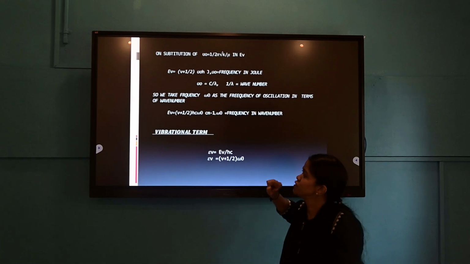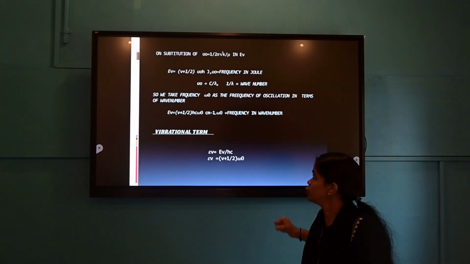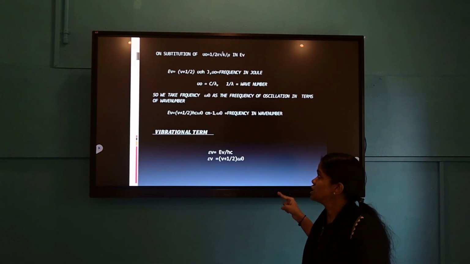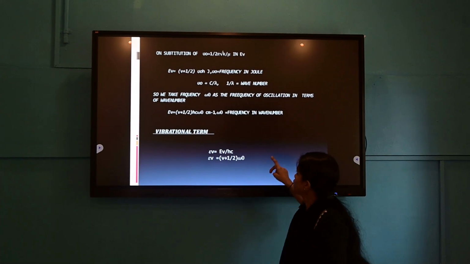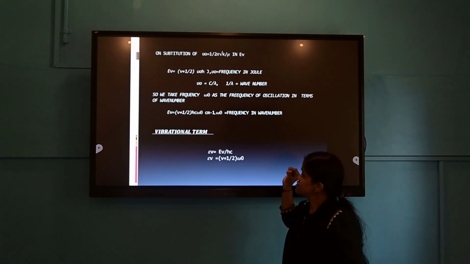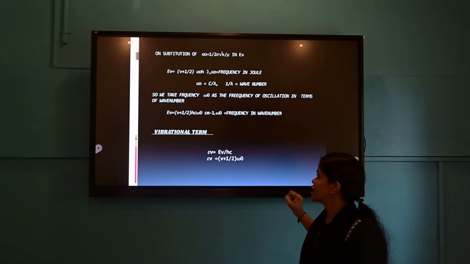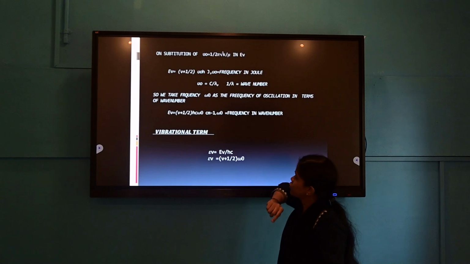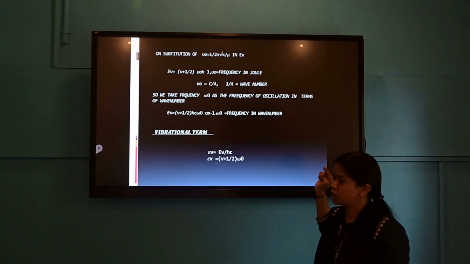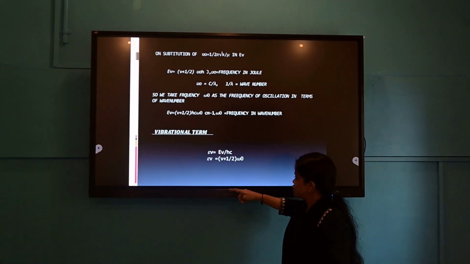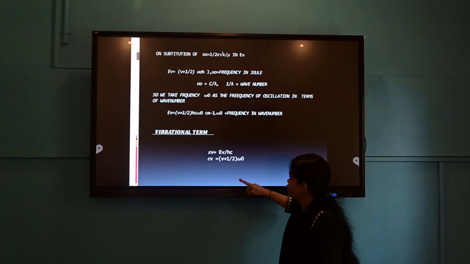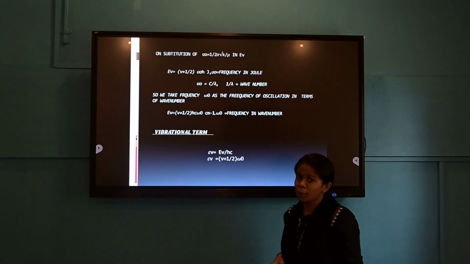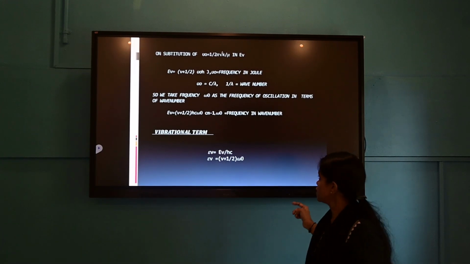So the equation of the vibration energy is EV equal to (V plus 1 by 2) hc omega 0 centimeter inverse. From this equation we can also derive the vibrational term epsilon V, just by dividing the equation of EV by hc. So epsilon V equal to (V plus 1 by 2) omega 0. This is the vibrational term.